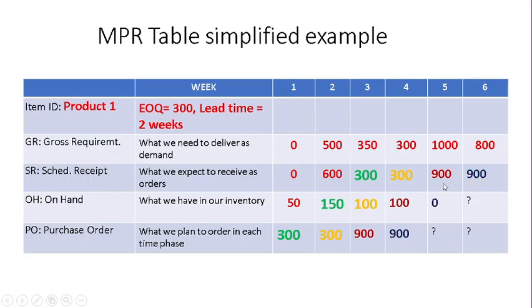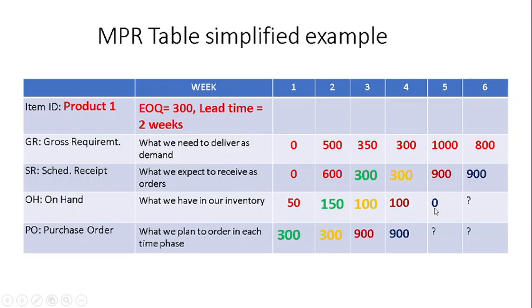Now, if we go a step further, we see that in week 5, I will have in my inventory 100 items. I will receive 900, so in total I'm going to have 1000. I will consume all the items, so what's left in my inventory is no items, 0. So I need to check what I have to plan for my week 6. I see that I need to deliver 800 items. So I need to order 800 items.